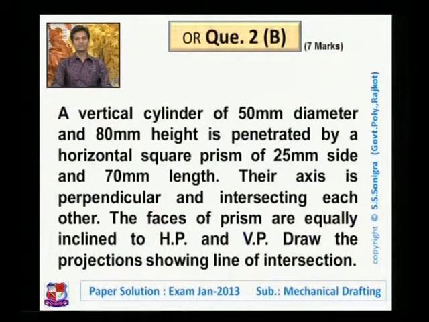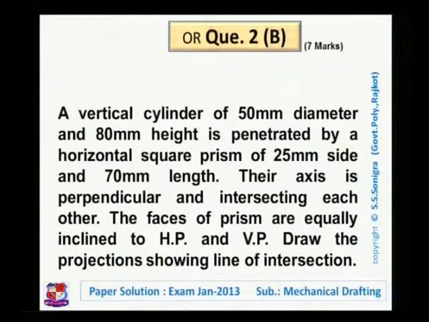After drawing the cylinder in three views, let me start drawing the square prism. A square prism is given. It is horizontal. Dimensions of the square prism are given, 25 mm side and 70 mm length, and the axes of both the solids bisect each other. Hence, in side view, it would be needed to draw a square prism.